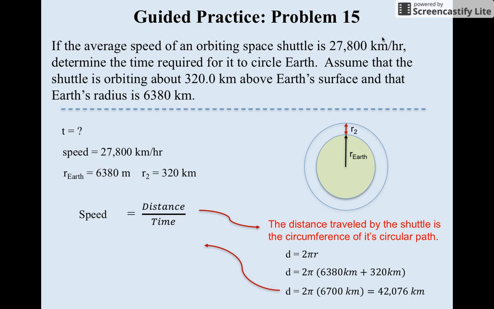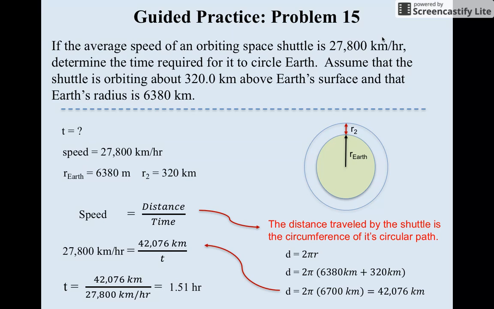So now that I have a distance, I can plug that into this formula along with other information I know. So I plug in my speed, I plug in the distance that I just found, and now the only unknown left is time. So if I do some algebra here, flipping the speed value and the time, you see that I get my final answer. So it takes a little over 1.5 hours for a space shuttle to circle the entire Earth one time, which is pretty incredible if you think about that.